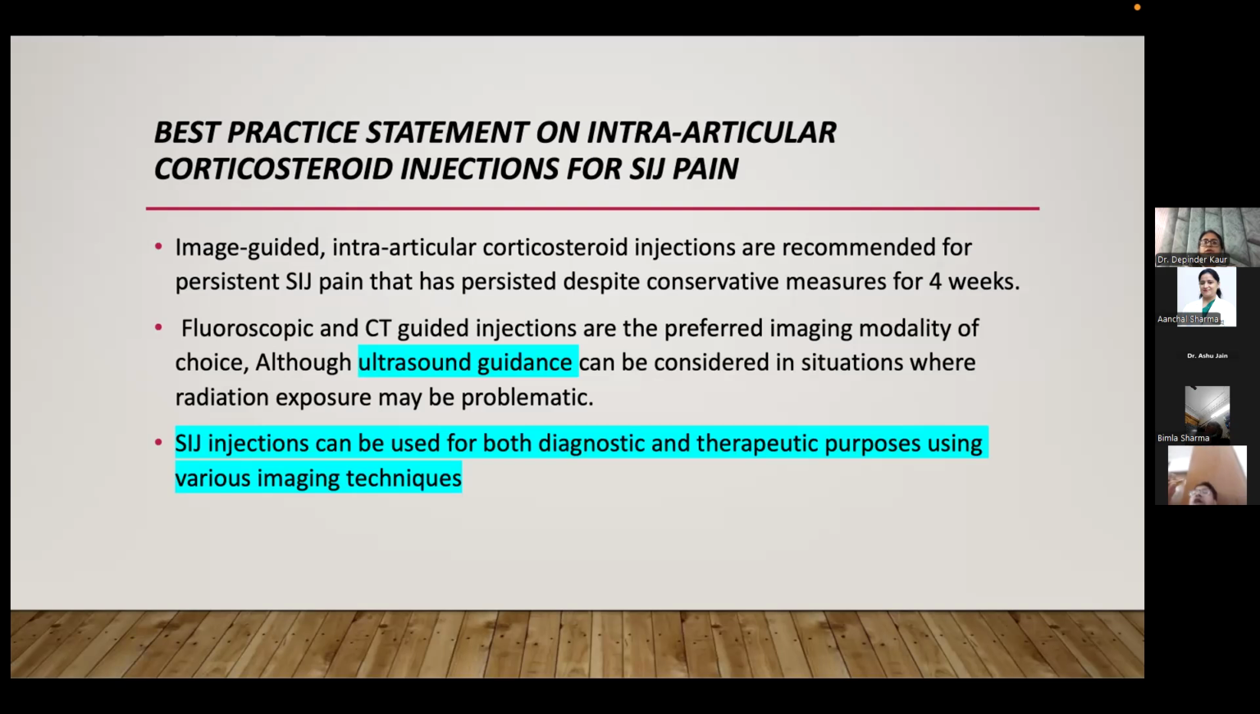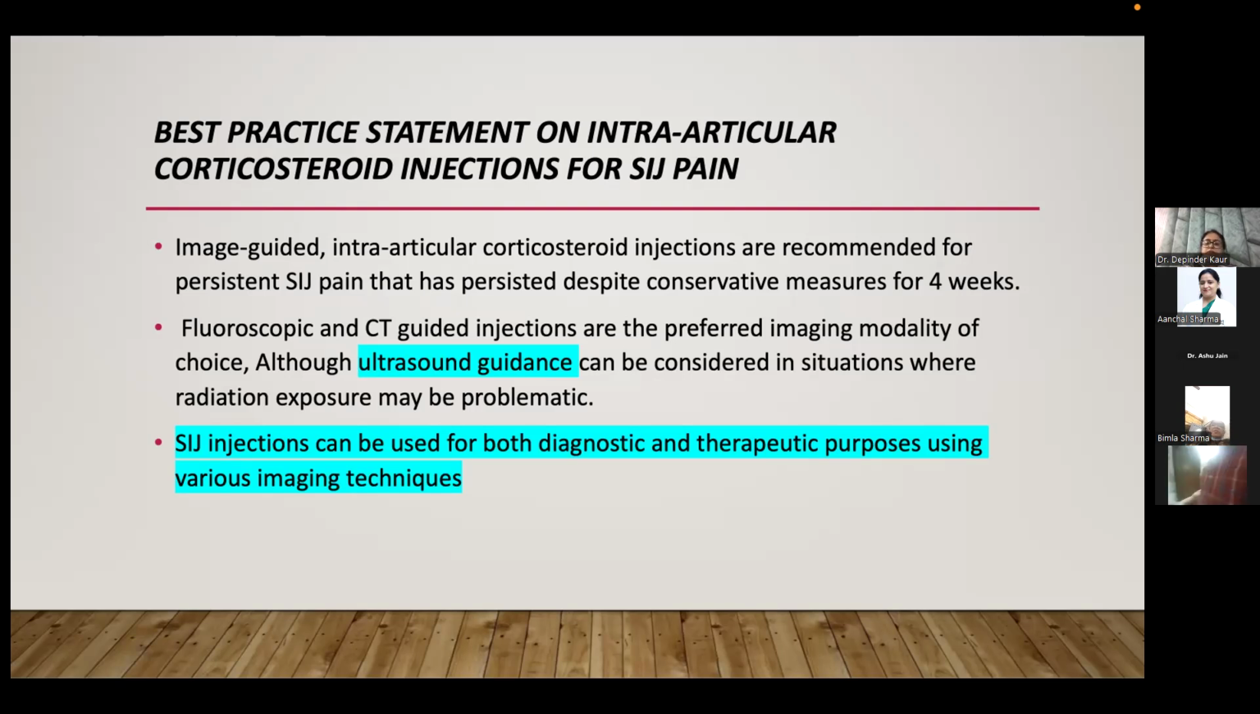So now coming to the intra-articular corticosteroid injection, what is the best treatment for this? That is the image guided intra-articular corticosteroid injection. They are recommended for persistent SI joint pain that has persisted despite conservative treatment for 4 weeks, right? So this is image guided. Fluoroscopy and CT are the preferred imaging modalities.